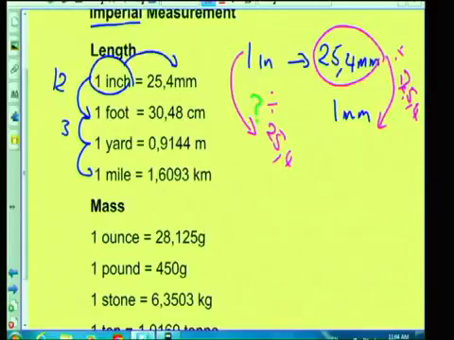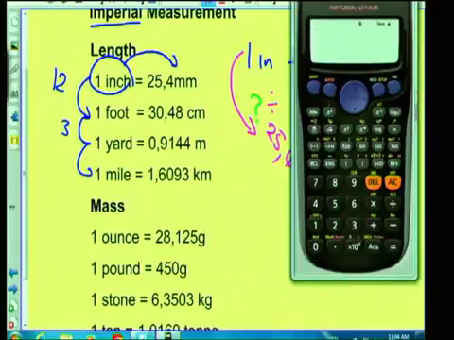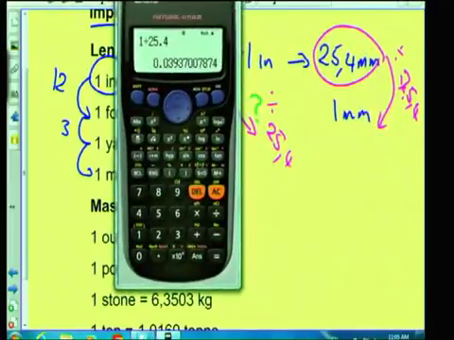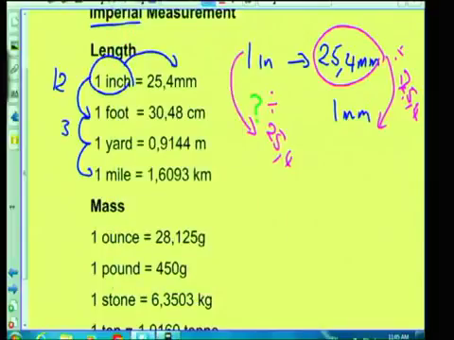So let me just do that on the calculator so that you can see. I'm going to say 1 inch divided by 25,4 gives me how many inches there are in 1 millimeter. And you can see that it's a very, very small number, 0,039. And I'm going to do it to 3 decimal places because that makes sense for me, 0,039.